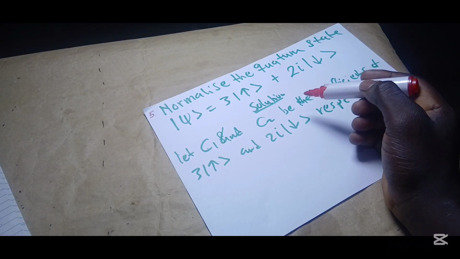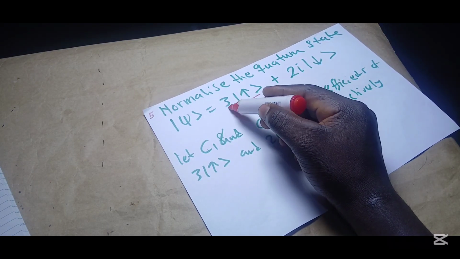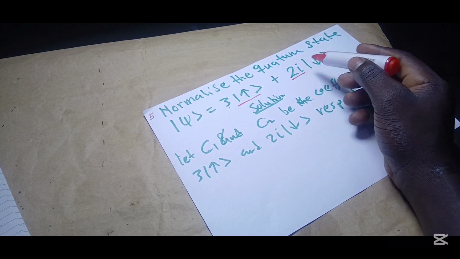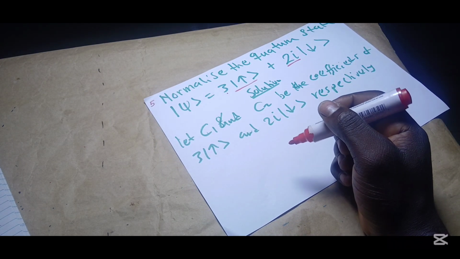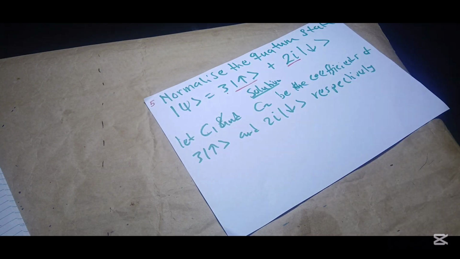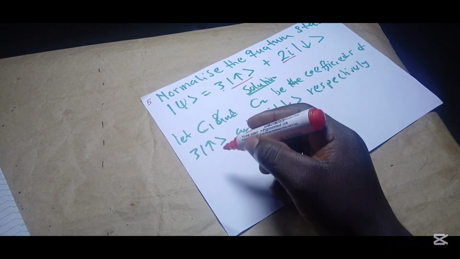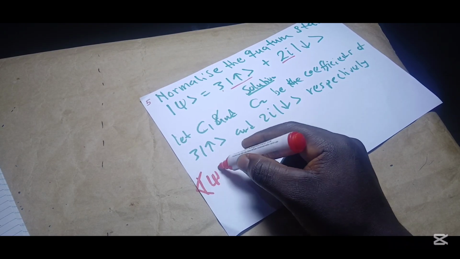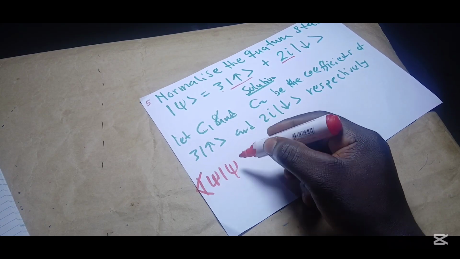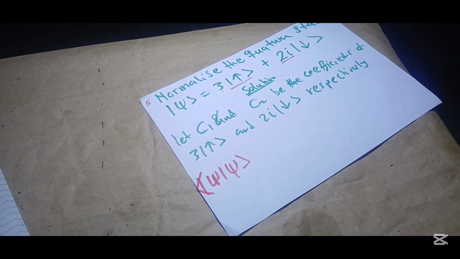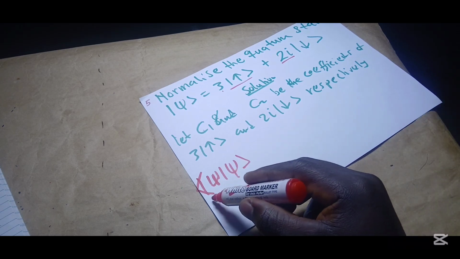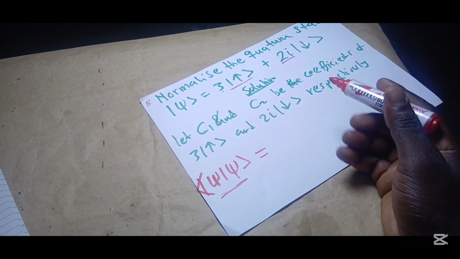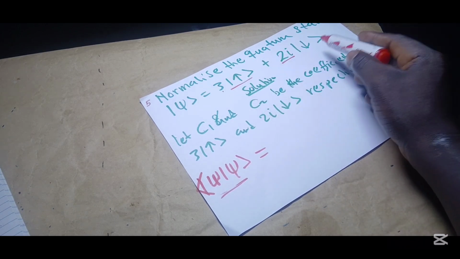So the first thing we need to know is, looking at this state, the coefficient is 3. Looking at this, the coefficient is 2i. Our focus is on the coefficient. We are going to calculate the norm square, and the norm is simply the bra term of the ket term. So we are going to solve for this, and this is equal to the sum of the absolute square of the coefficient of each state given.